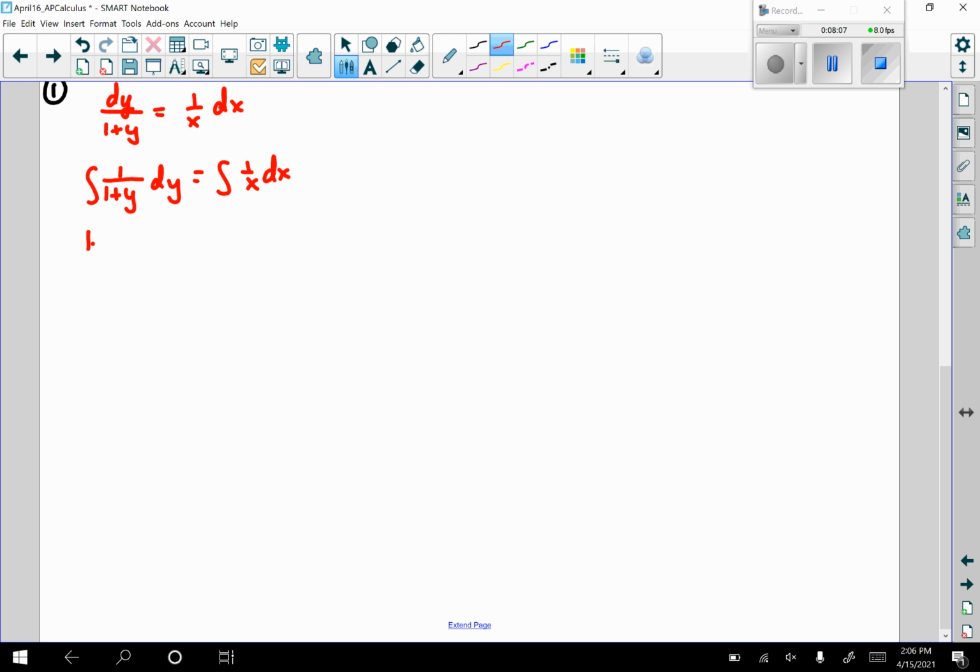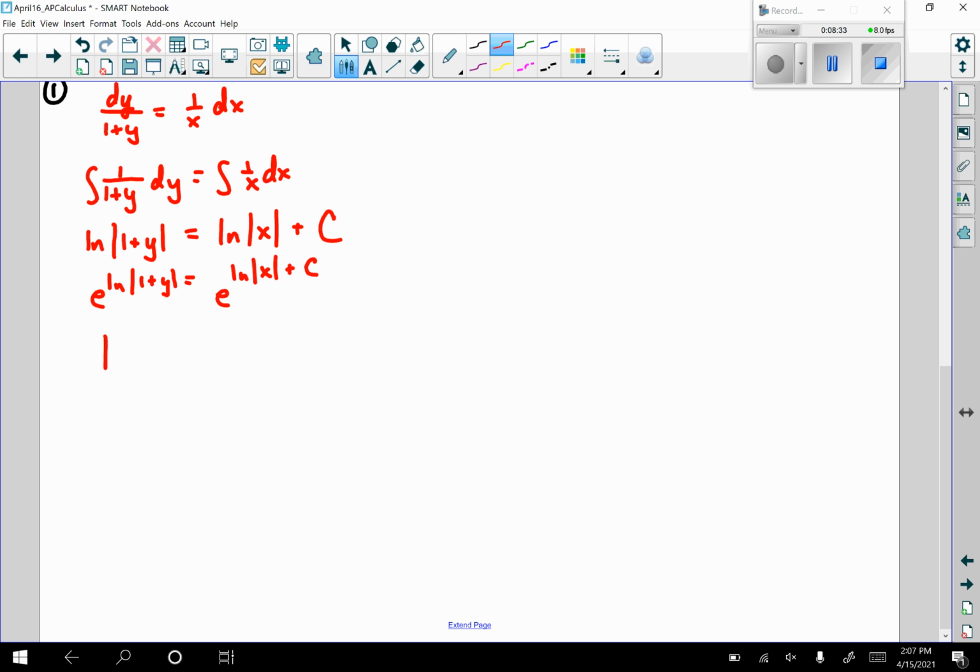So over here, we're going to get the natural log of the absolute value of 1 + y equals the natural log of the absolute value of x, and then we can just put our c over here. And this is just like number 9 from yesterday's homework. Now we could either rewrite this as log base e and then rewrite it exponentially, or you could just say e to the natural log of the absolute value of 1 + y equals e to the natural log of the absolute value of x plus c.